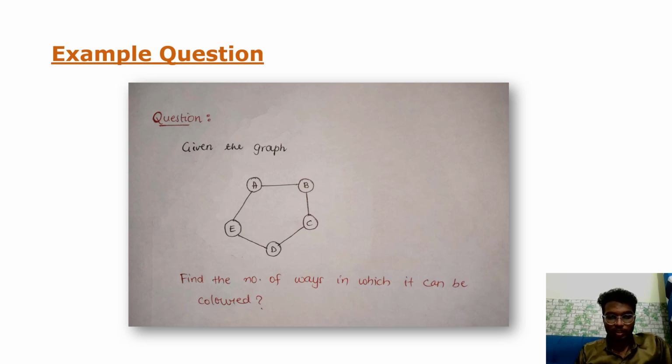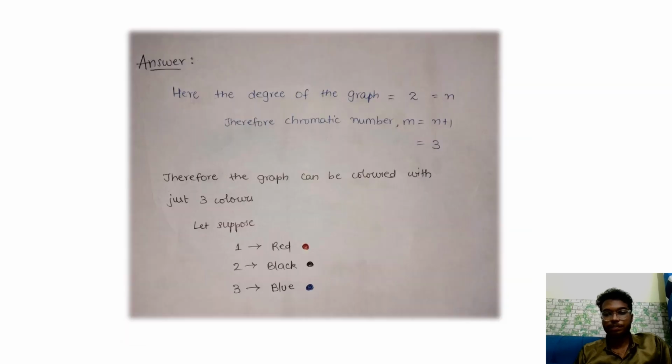In the question, they have given a cyclic graph with 5 vertices and 5 edges, and ask to find the number of ways in which it can be colored. They are asking a graph coloring question. We'll solve this. So moving on to the next slide.